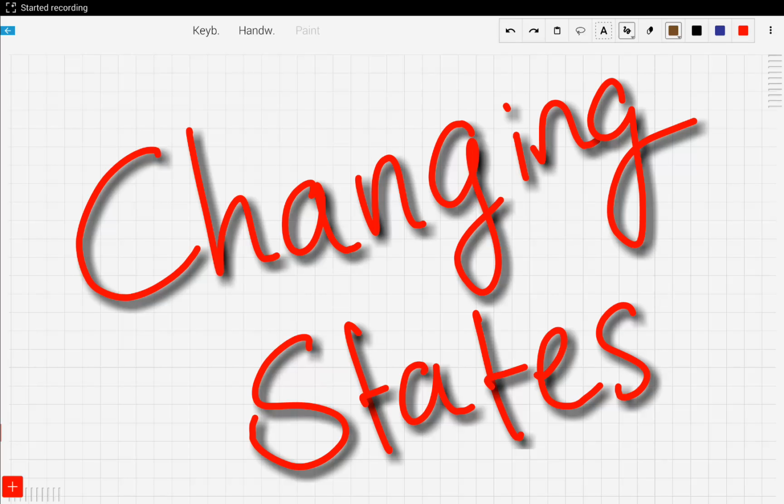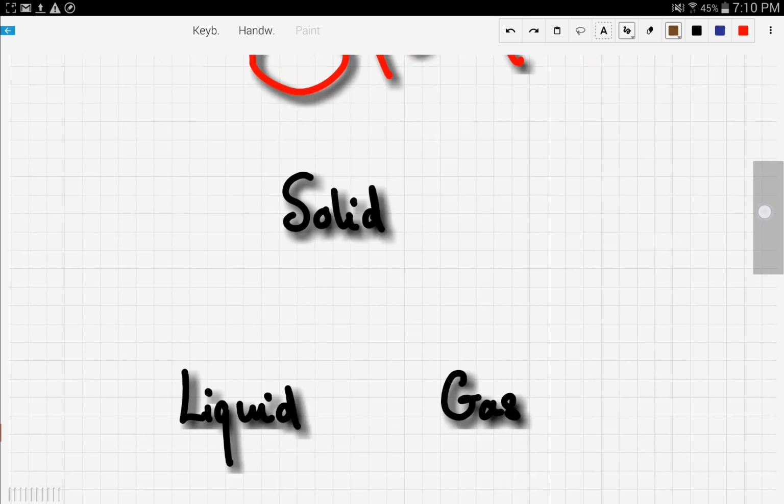So now let's talk about changing between different states. What if we have a solid and we want to turn it into a liquid? What if we have a liquid and we want to turn it into a gas? And what are the names for these different processes? So let's get into changing states.